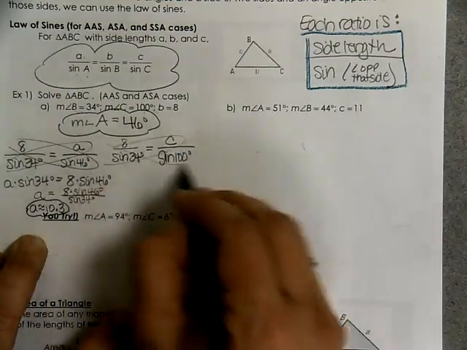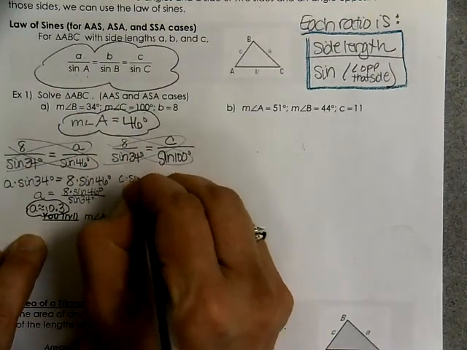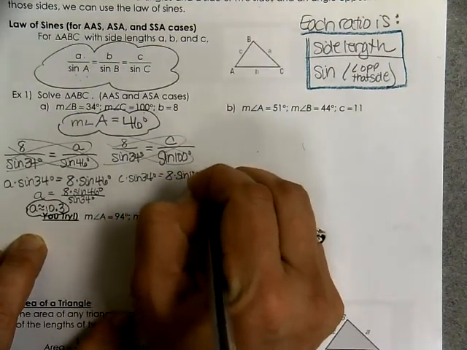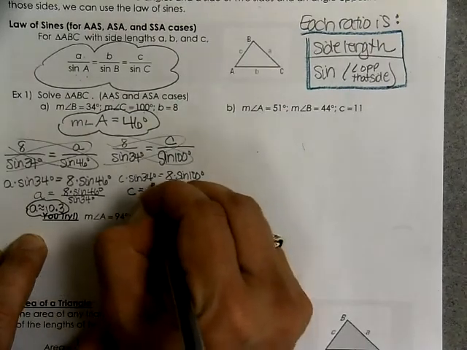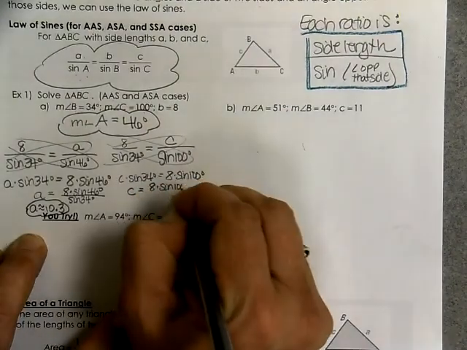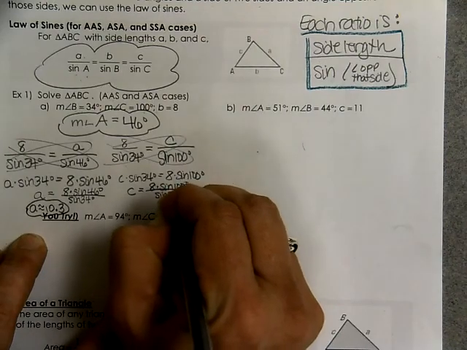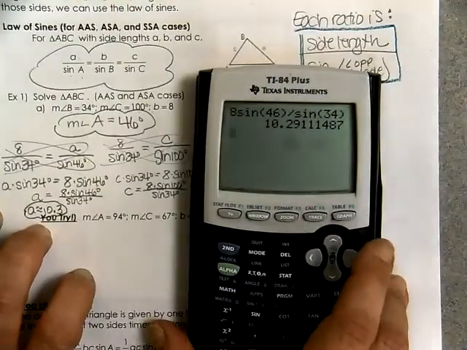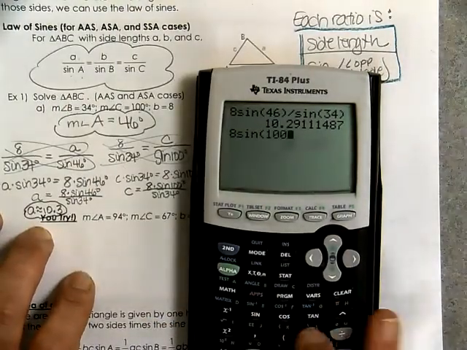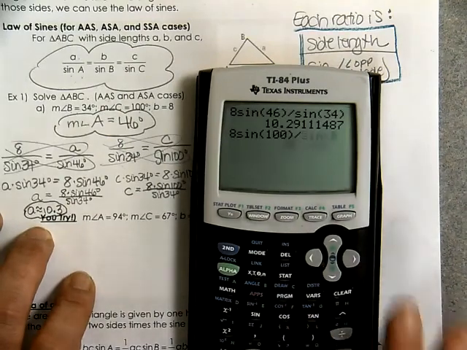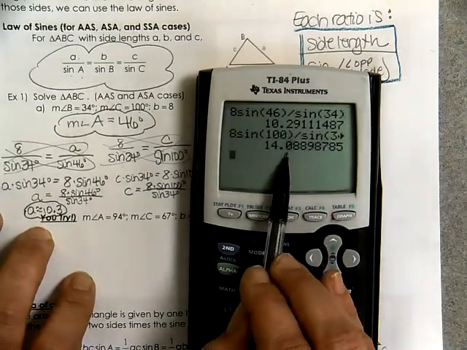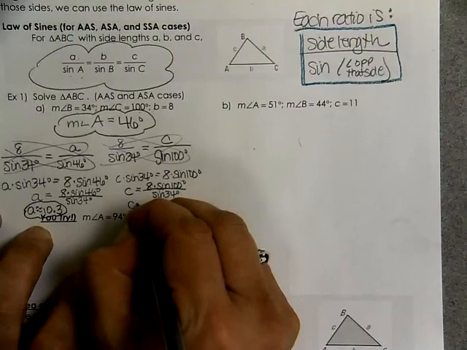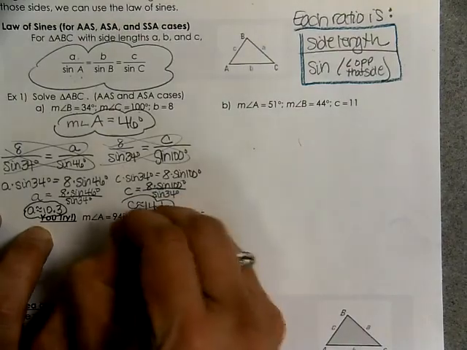And again, we can cross multiply. So I'd end up with C times the sine of 34 degrees equals 8 times the sine of 100 degrees. And then if I isolate C, I would have 8 times the sine of 100 degrees over the sine of 34 degrees. And again, I can put that in my calculator. Again, just put in 8 times the sine of 100, close parentheses, divide it by the sine of 34. And here, if I'm rounding to the nearest tenth, that would round to about 14.1 for C. And so now I found the 3 missing pieces in that triangle.